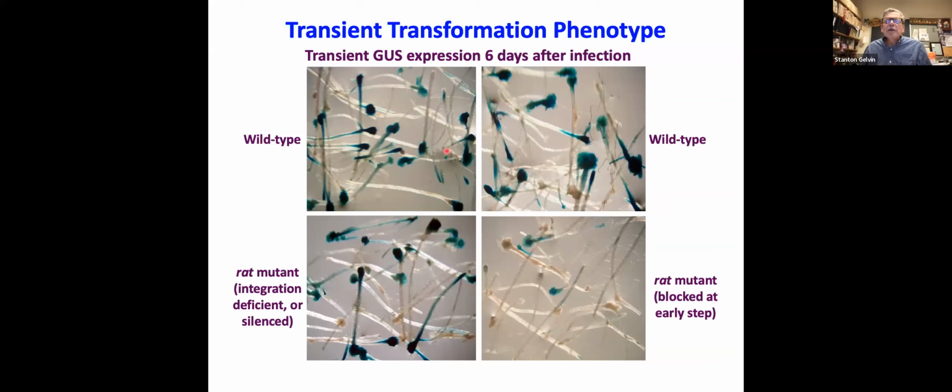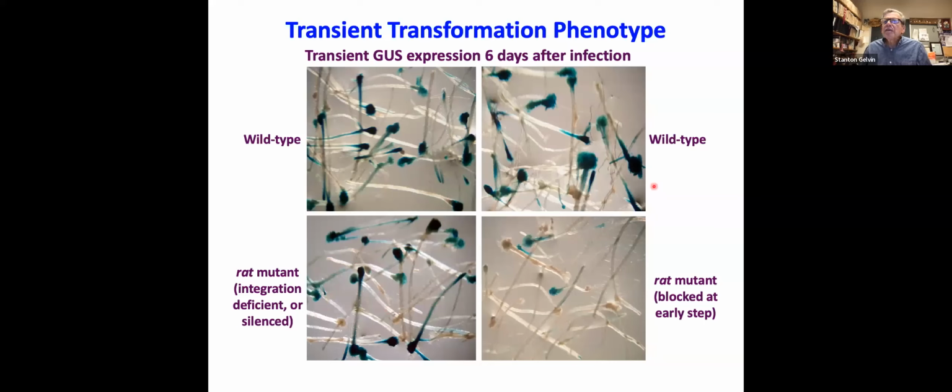So in this case, we're looking at expression of a GUS transgene, and we stain the root segments after 6 days with X-gluc, and if the T-DNA had gotten into the cell, it makes a blue color. Here's a wild type. And here's a rat mutant. Remember, it can't integrate T-DNA very well, but it could still express very well, at least transiently. So what this suggests is that the T-DNA had gotten into the nucleus and it had become double-stranded, but it couldn't integrate, or it had integrated and silenced.